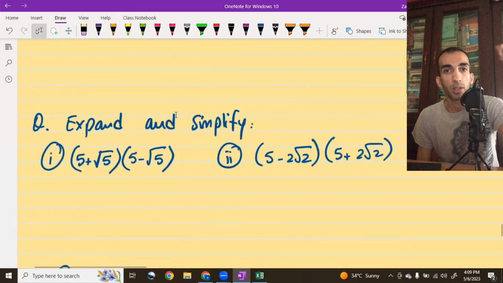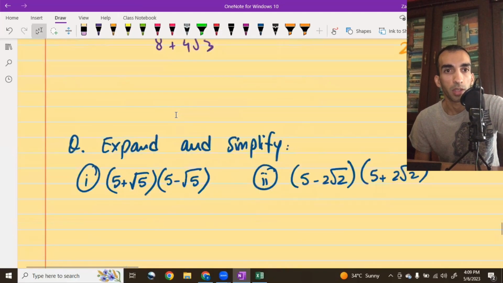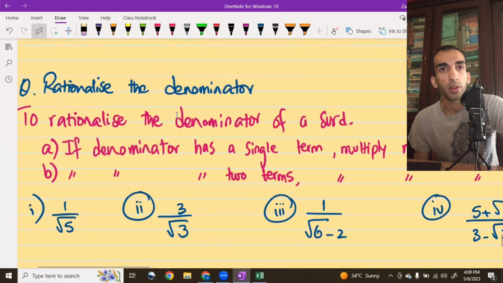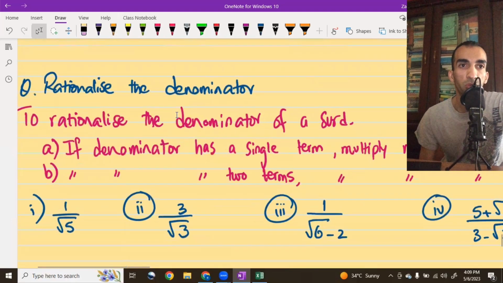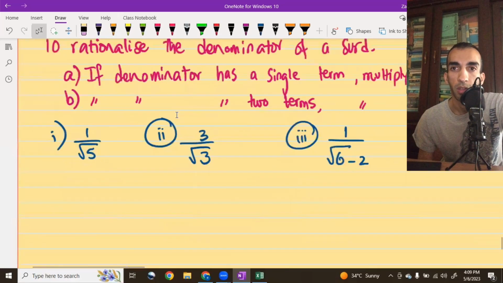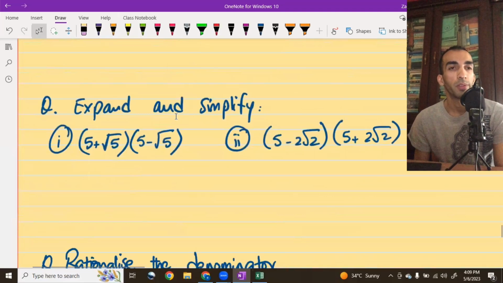So we've just done one question about addition, one about subtraction, and the last one is of multiplication, because this will help you in understanding this concept tomorrow that we're supposed to start. This is where we will end the concept of surds. Okay. So here we go. Expand and simplify.